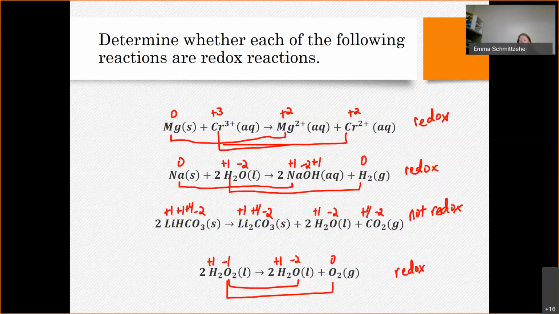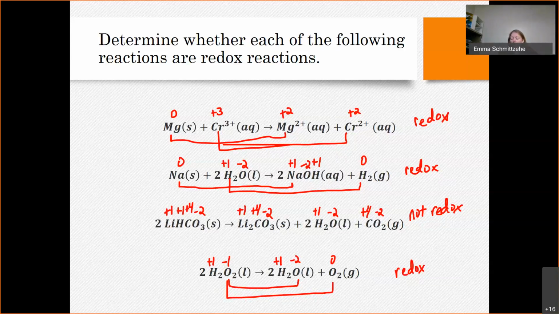Okay, so you guys should be able to assign oxidation states, determine what's oxidized, what's reduced, what's your oxidizing agent, what's your reducing agent, and even determine, is this a redox reaction or not, using oxidation states, okay?